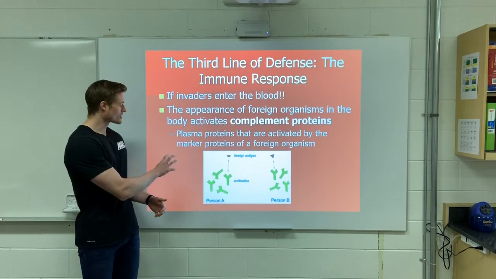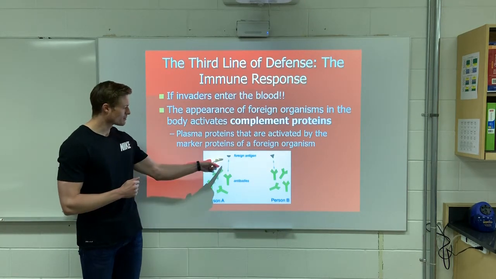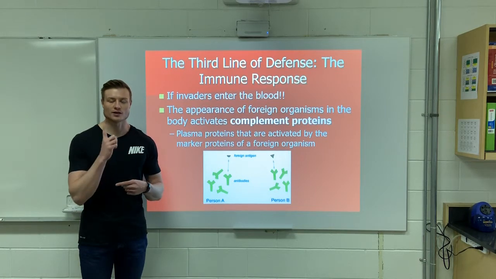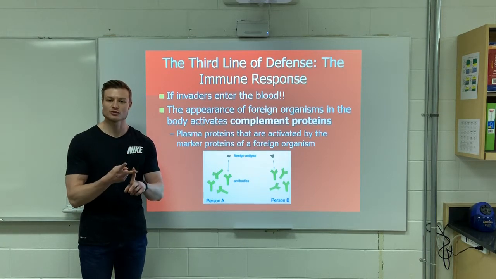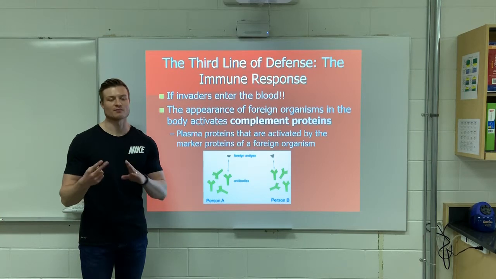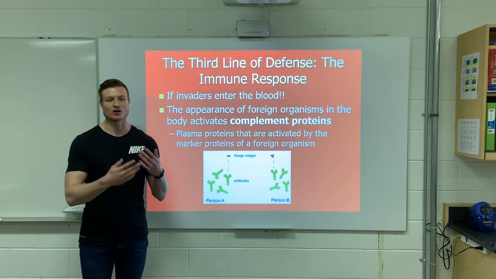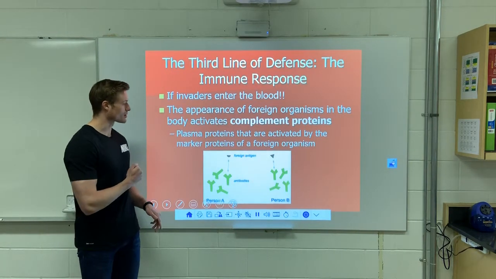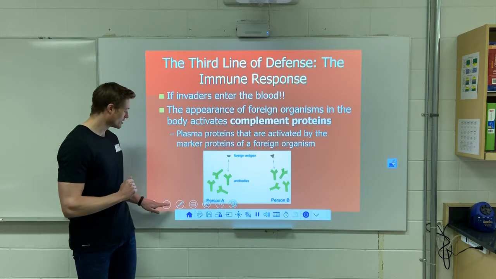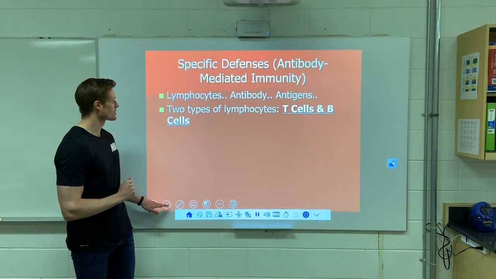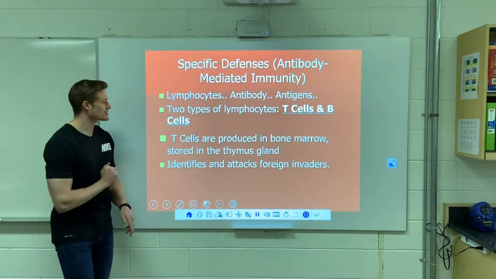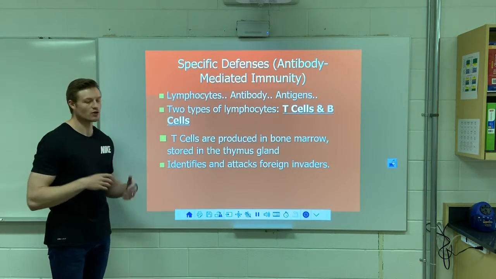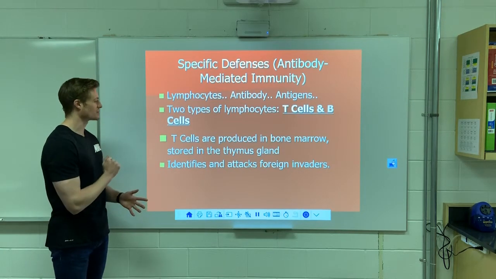So when your body notices, hey, that's a foreign antigen, we've never seen that before, your body will start to, one, try and figure out what it is, and two, decide how to deal with it, whether that be making antibodies, whether it be calling certain types of white blood cells into action. So when a foreign invader with a foreign marker, a foreign antigen, gets into your body, your third line of defense gets to work. So we're going to talk about T cells and B cells. We're going to think of lymphocytes, antibodies, and antigens all in the same breath, right? And it involves T cells and B cells.